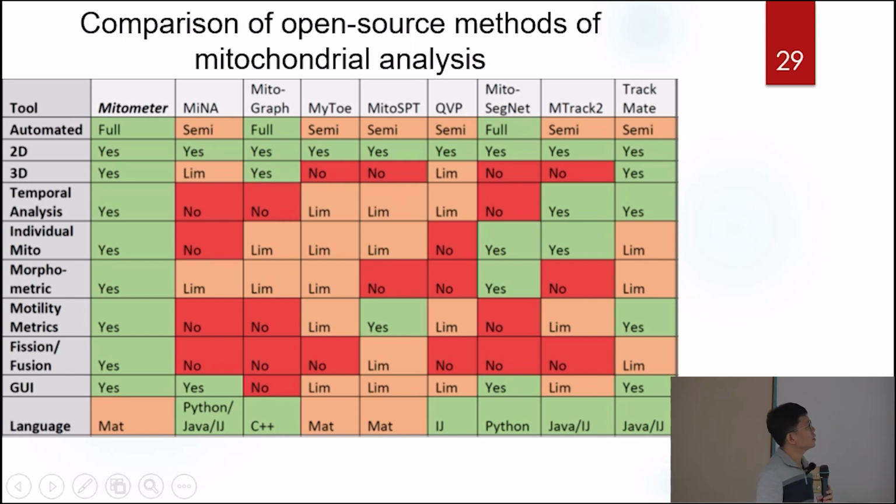MitoGraph is very good, TrackMate is also very good, but QVP has some limitations. It's not that good for the 3D images. For the fission-fusion events, most of the open source methods are not that good, but MitoMeter is good.